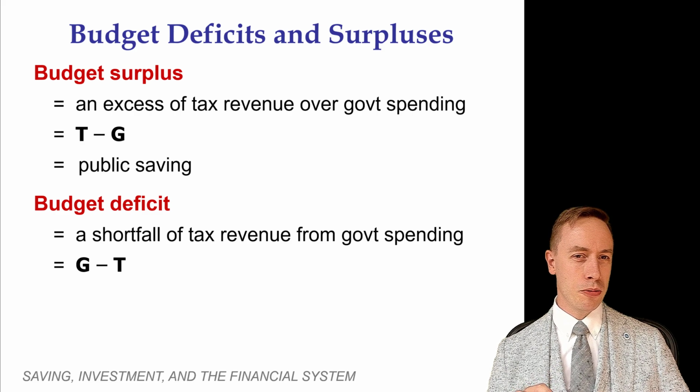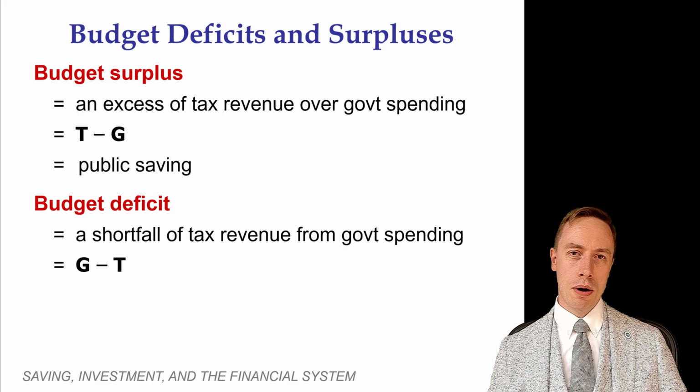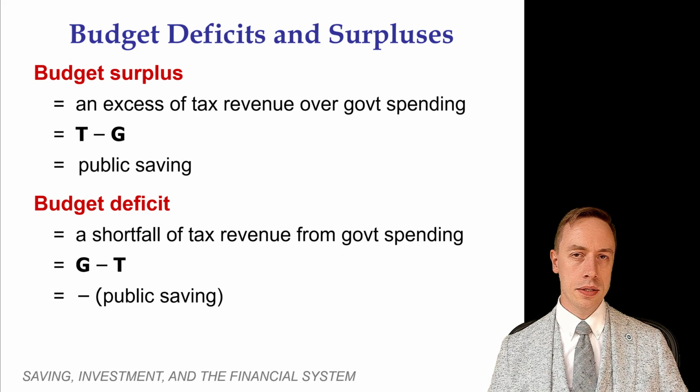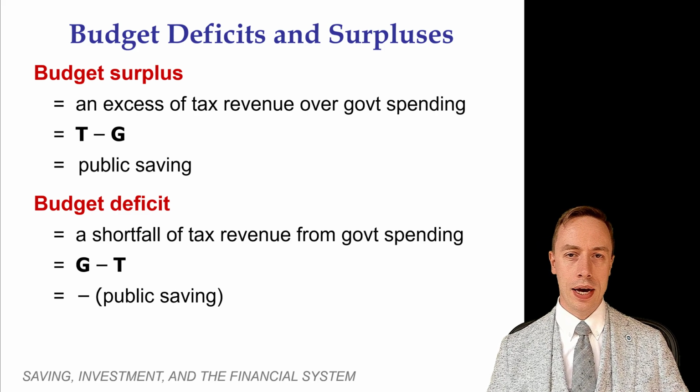Now here is where you have to pay close attention. A budget deficit is expressed as a positive number. But in our model, we talk about public saving. And if there's a budget deficit of $100 billion, translated into public saving, we would call that public saving is negative $100 billion.